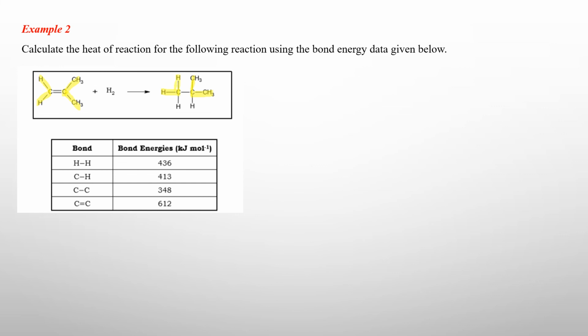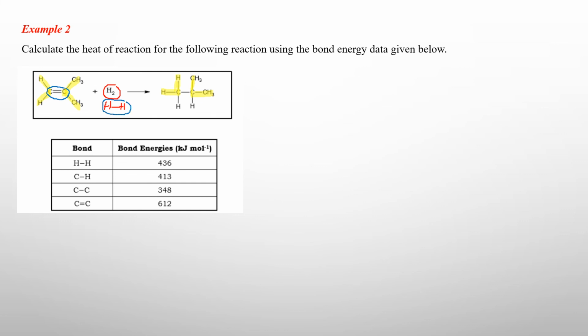If we look at the reactants, let's expand this one. Hydrogen is a single bonded compound. Now the bonds which are being broken: the carbon-carbon double bond, that is being broken, and the hydrogen-hydrogen single bond is broken. So bonds broken: carbon-carbon double bond, one of that is broken.